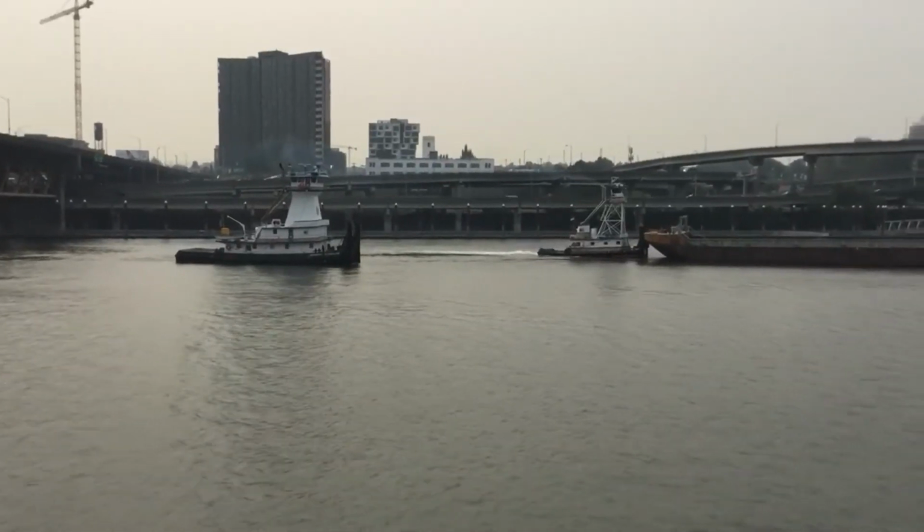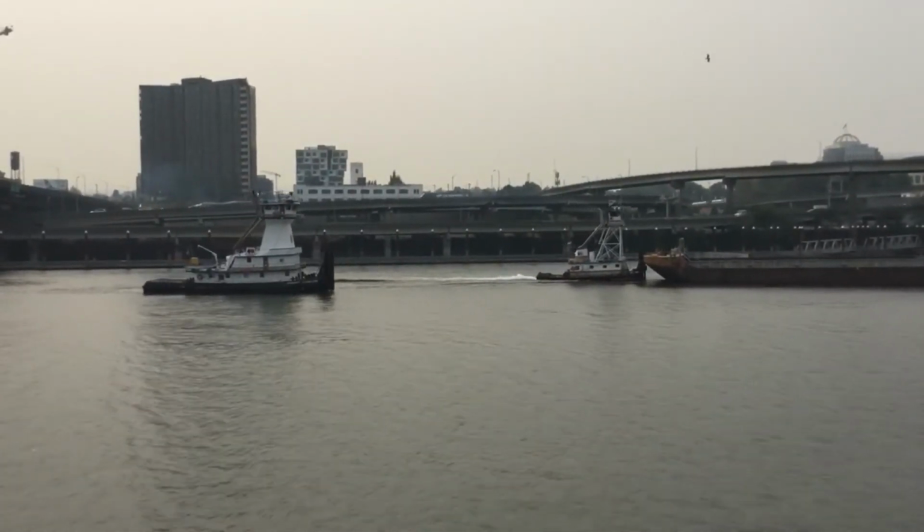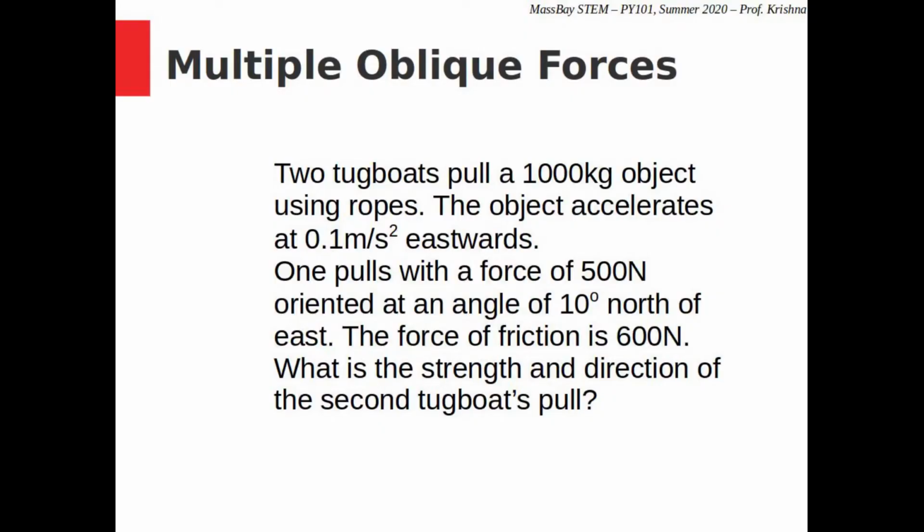We can expand the concepts we've seen to more complex cases. Consider this situation. Two tugboats pull a 1,000 kilogram object using ropes. The object accelerates at 0.1 meters per second squared eastwards. One tugboat pulls with a force of 500 newtons oriented at an angle of 10 degrees north of east. The force of friction is 600 newtons. What is the strength and direction of the second tugboat's pull?